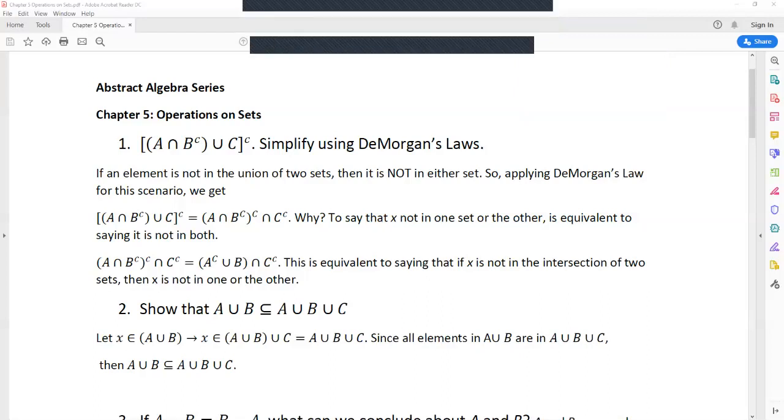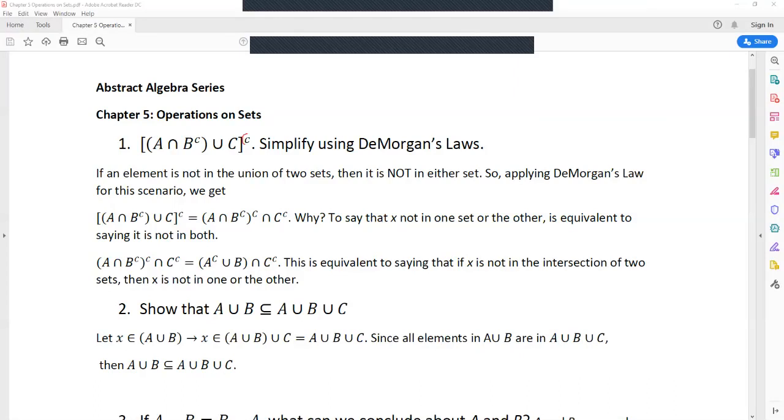Chapter 5 in the abstract algebra series is operations on sets. In problem number 1, we're going to take a look at a couple of important laws. They're called DeMorgan's laws, and they are used to simplify the complement of either the union of two sets or the intersection of two sets. In problem number 1, we're actually going to apply it to both cases. So let's see what we have here.